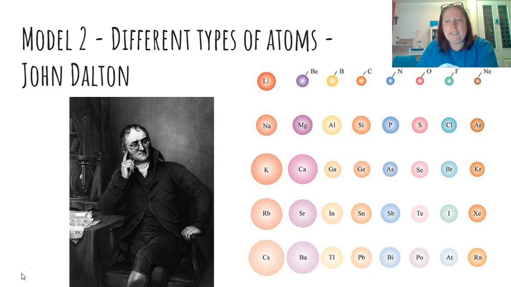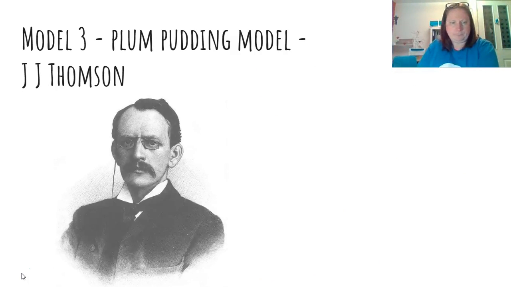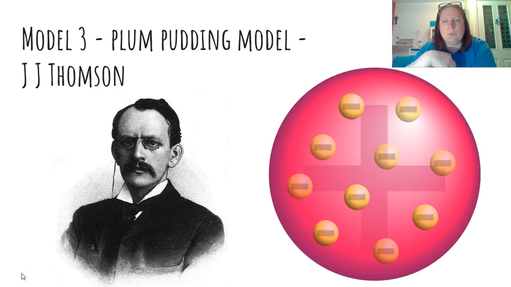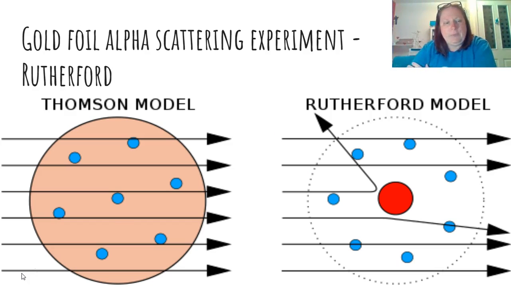Nearly 100 years later, J.J. Thomson discovered particles called electrons, and he found out that these could be removed from the atoms. So Dalton's theory wasn't quite right, and Thomson suggested that actually atoms were spheres of positive charge with tiny negative electrons stuck in them, a bit like the fruit in a plum pudding, which is why it's called the plum pudding model.